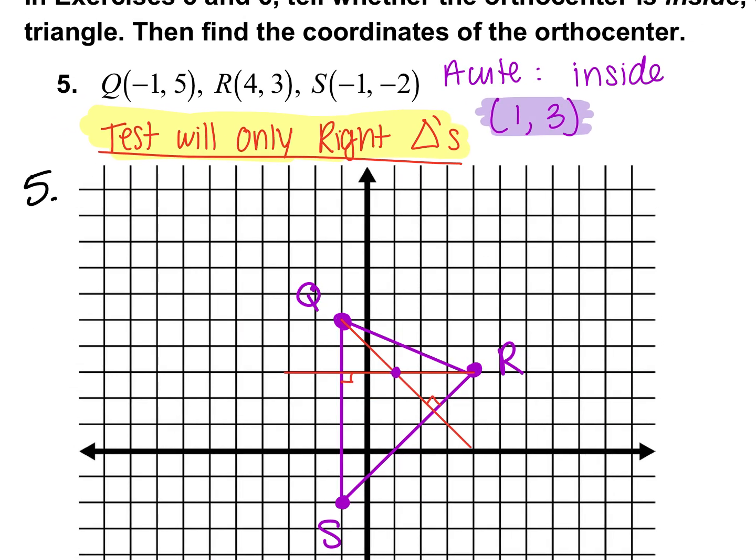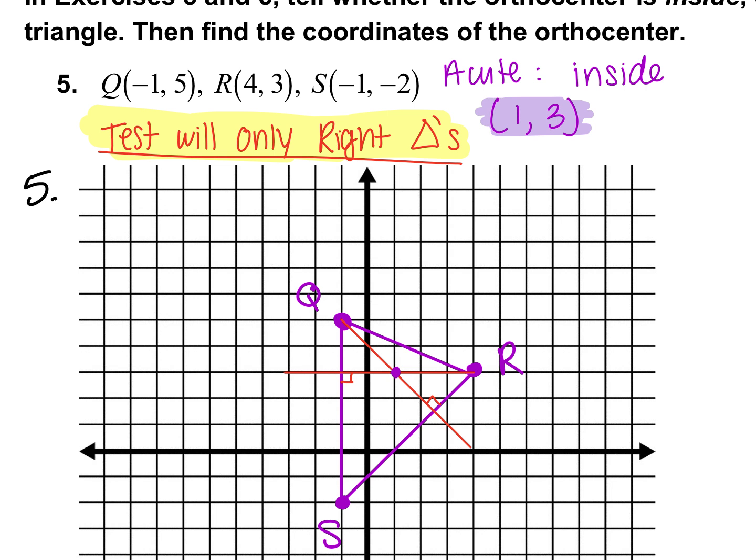So you can see I graphed it here. I did my perpendicular segments, not bisector. I'm not bisecting anything. My perpendicular lines go from my vertices to my opposite side. So your answer should have been 1, 3. But again, on your test, you will only be given right triangles. And for your right triangle orthocenter, it is your right angle vertex.